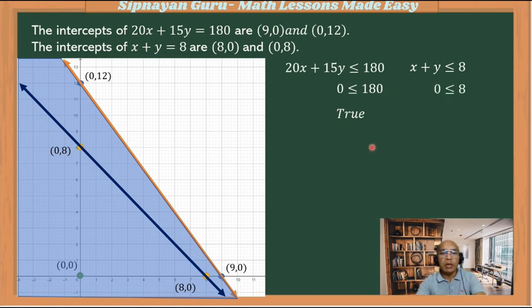So in the test point to determine the region, x is 0 and y is 0. So 0 less than or equal to 8 is a true statement. We shade the region that contains the origin, that test point.